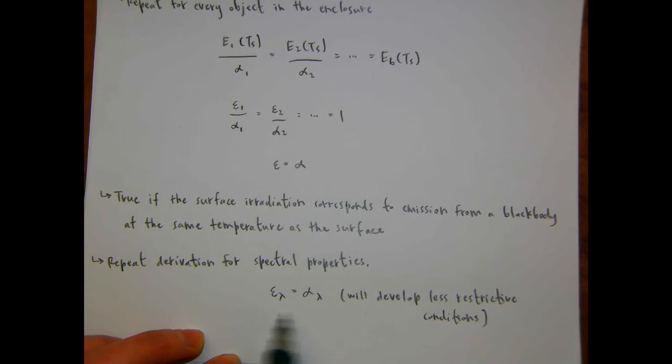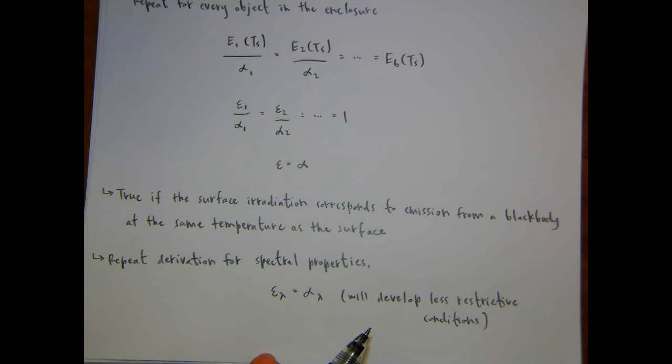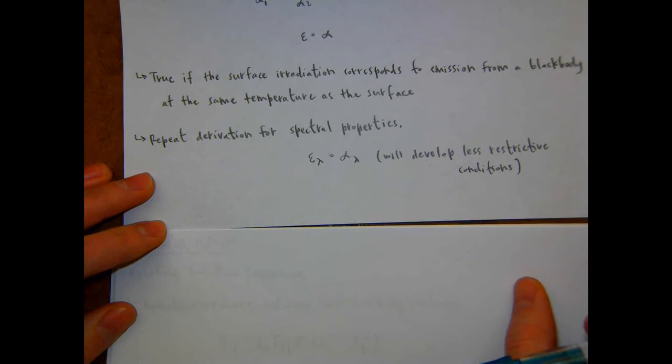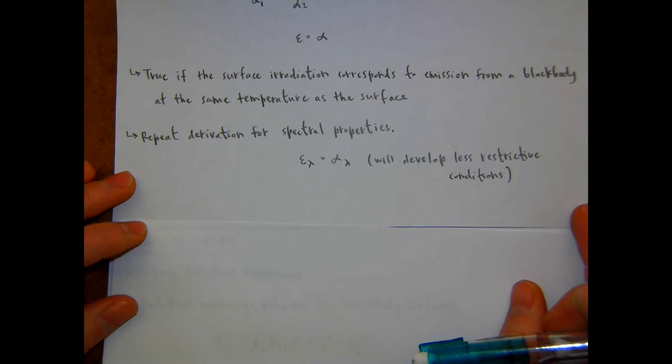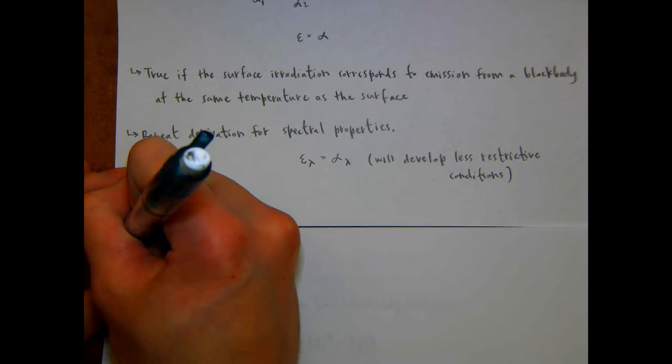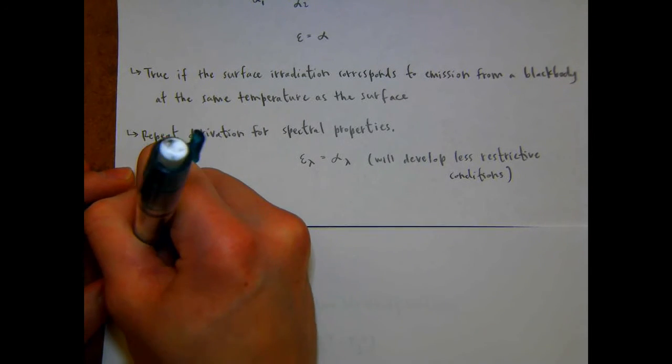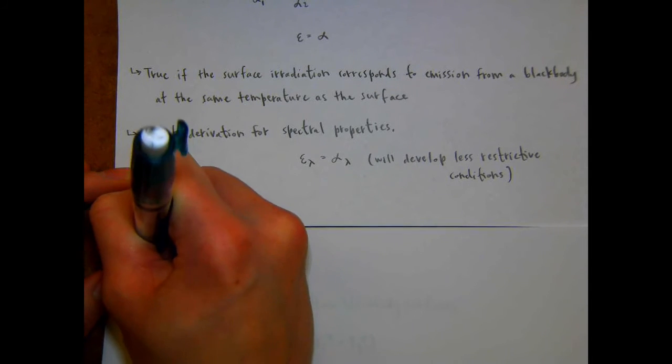So it's definitely true for the setup that we derived, where the surface irradiation corresponds to emission from a black body at the same temperature, and also for other conditions. Okay, we can also write this down for the spectral directional properties.